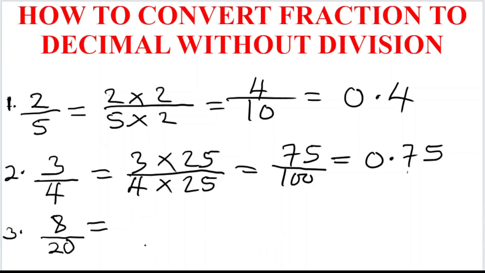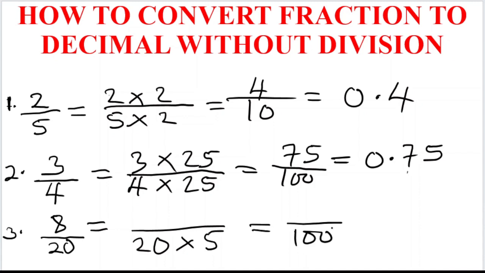So I will look for what 20 will multiply, that will give me 100. Okay, so if I multiply 20 by 5, I'll get 100. Then if I multiply 8 also by 5, then I'll get 40. So I can now say 40 over 100 converted to decimal is same thing as writing 0.40. Alright, so go to the next example.